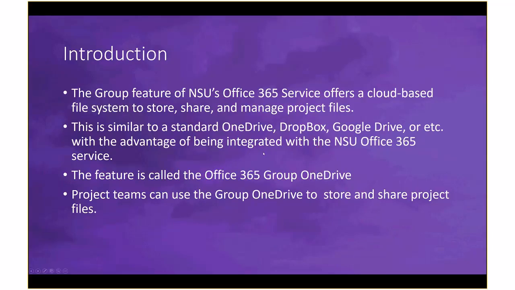So for introduction, the group feature of Northwestern's Office 365 service that they offer all their students and faculty and what have you, offers a cloud-based file system to store, share, and manage project files. This is similar to the standard OneDrive from Microsoft that you might be familiar with, although it's different because it's a part of an organization's Office 365 service. So the underlying architecture is different. How it functions is similar, but the underlying architecture is different from the standard Microsoft OneDrive. And other similar products that you might have used are Dropbox or Google Drive or Box.com or Citrix File Share. There's a ton of those things out there.